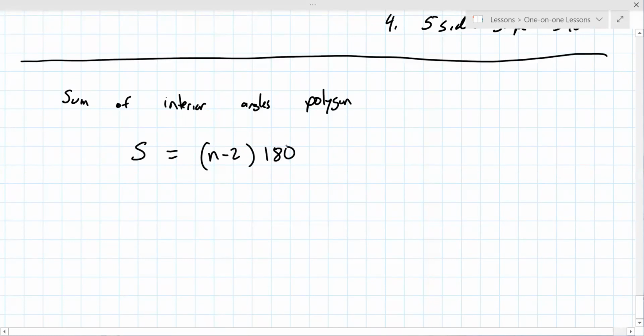So we're gonna make a little table here. We're gonna fill this out here. Let's say it has three sides. I want you to use the formula and verify that it's 180.